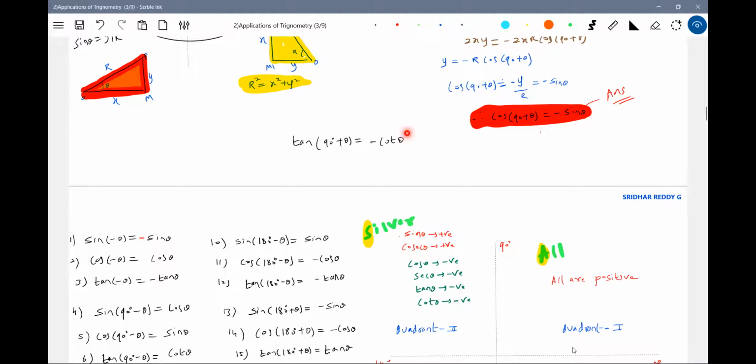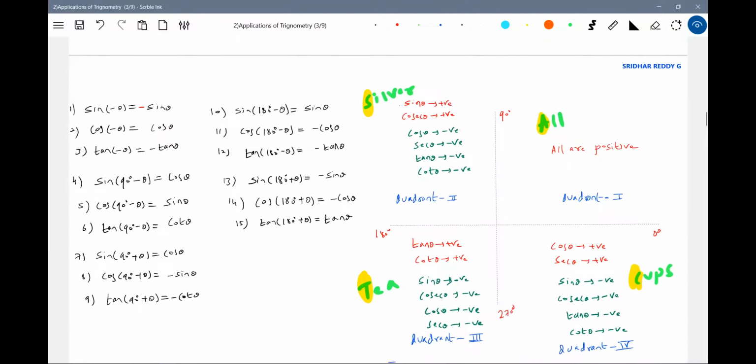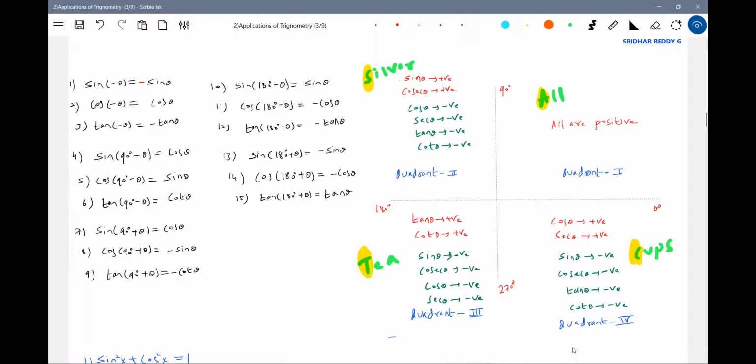Sine of 90 plus theta by cos of 90 plus theta. When you take the ratio, you end up with minus cot theta. So we have finally derived some of the most essential things. Sine of minus theta, we ended up with minus sine theta. Cos of minus theta, already we have derived it. I'm just summarizing. Tan of minus theta is minus tan theta.